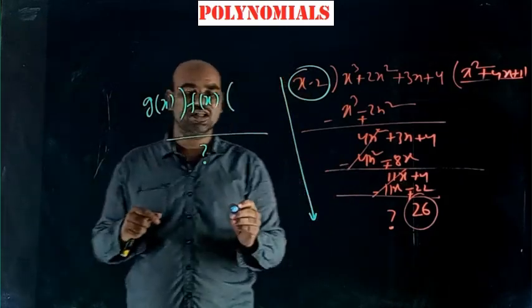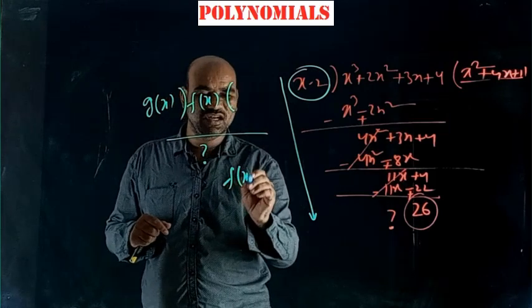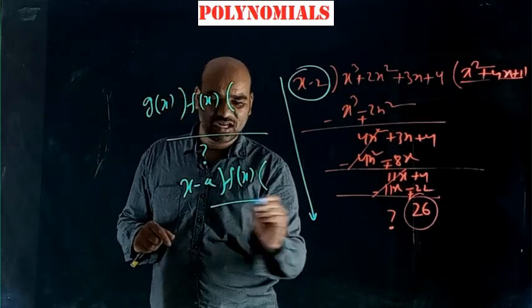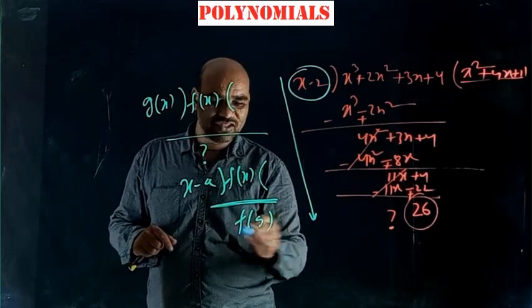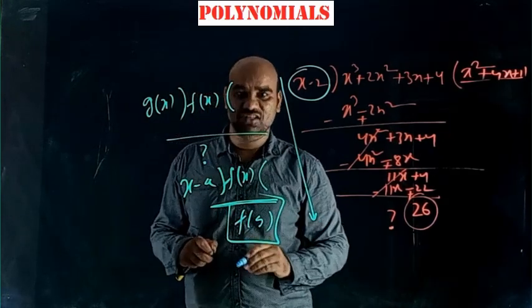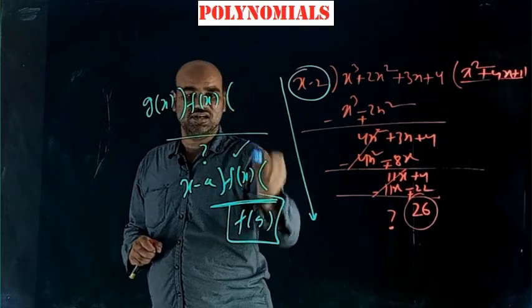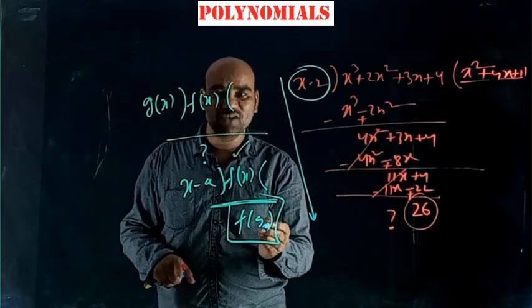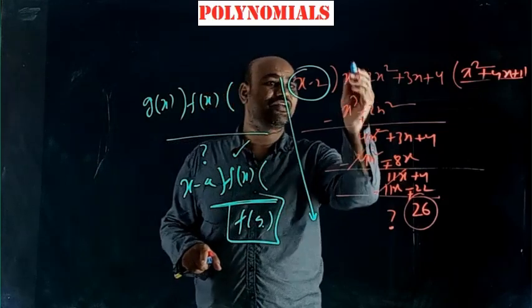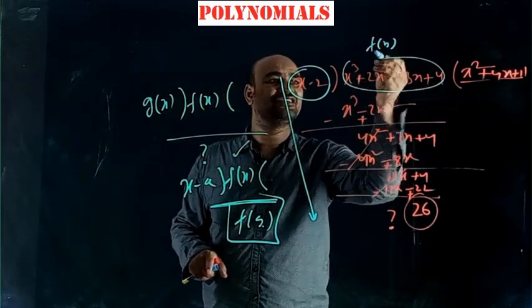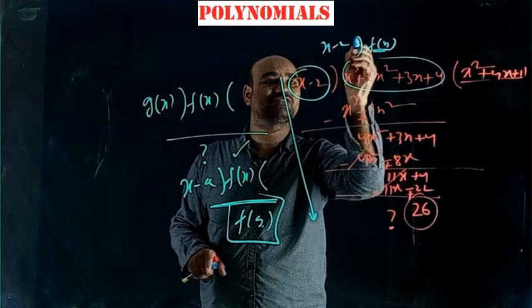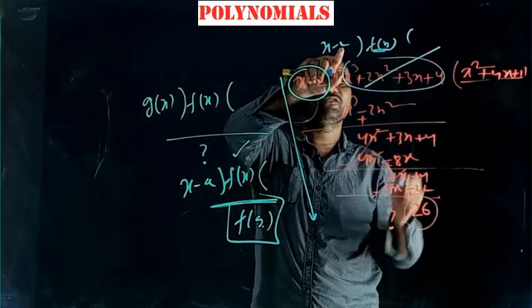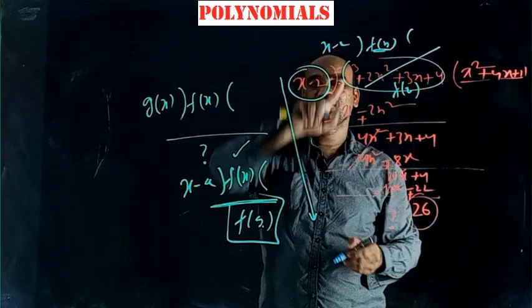Observe here. First of all, f of x is any polynomial in x divided by a linear polynomial x minus a. The remainder is f of a. This is the statement of the remainder theorem. F of x, a polynomial, divided by a linear polynomial x minus a, the remainder is f of a. For example, take this as f of x. If this f of x is divided by x minus 2, according to the remainder theorem, your remainder is f of 2.